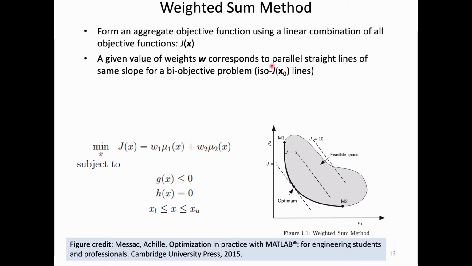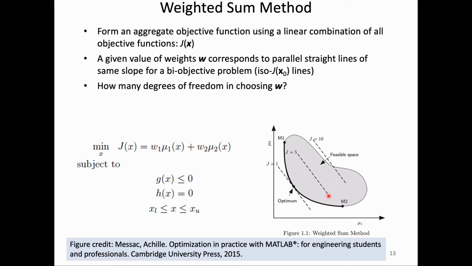What does this mean a little bit more precisely? We're talking about iso cost lines. So if J is our cost or aggregate objective function that is formed by taking a linear combination of the two objective functions, and we have these constant weights, we can then in the objective function space look at what the iso cost lines look like. It turns out that if we try to find all the points for which, say, J is equal to 10, that is a straight line with a particular slope, and that slope is dictated by the values of the weights. We can then move to a different iso line where J equals 5, but we still have the same slope because the weights have not changed.